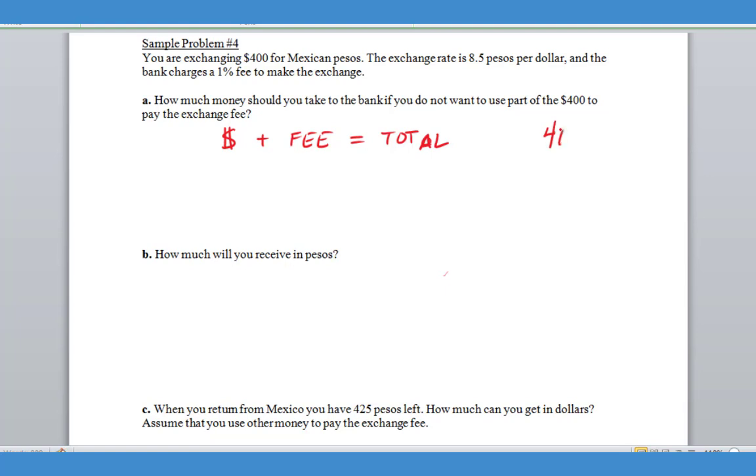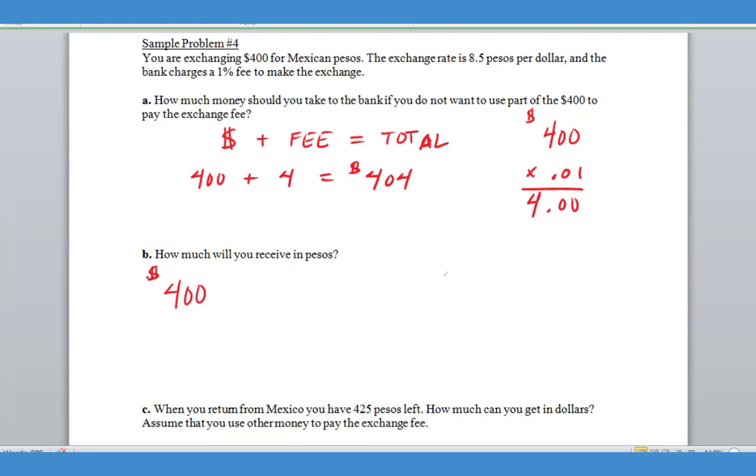And so we're going to take the $400 and we're going to multiply it times 1%. And if you remember, we have to write that 1% as a decimal, which this is going to give us $4. So we now have $400 that we're exchanging plus a $4 fee, which is going to give us a total of $404 that we should bring to the bank. What we want to know is how much in Mexican pesos that's going to give us. So we're going to take $400 and we want to figure out how many pesos it's going to give us. And if you recall, we can get 8.5 pesos per dollar.